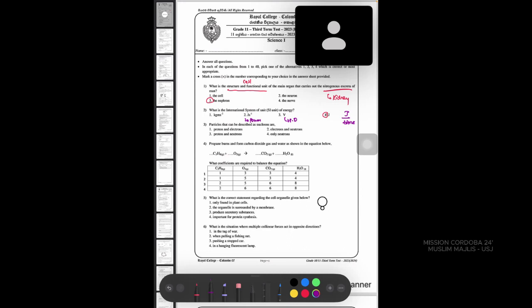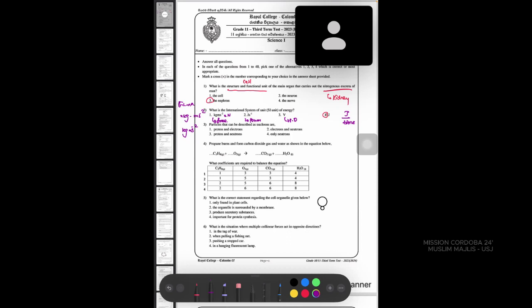Then we have kg ms minus 2. This is for force. This is also equal to newtons, and this is the unit for force. How did I get it? F equals ma. The unit for mass is kilogram. The unit for acceleration is ms minus 2. So kilogram into ms minus 2, you will get kg ms minus 2. So the answer to the second one will be joules.